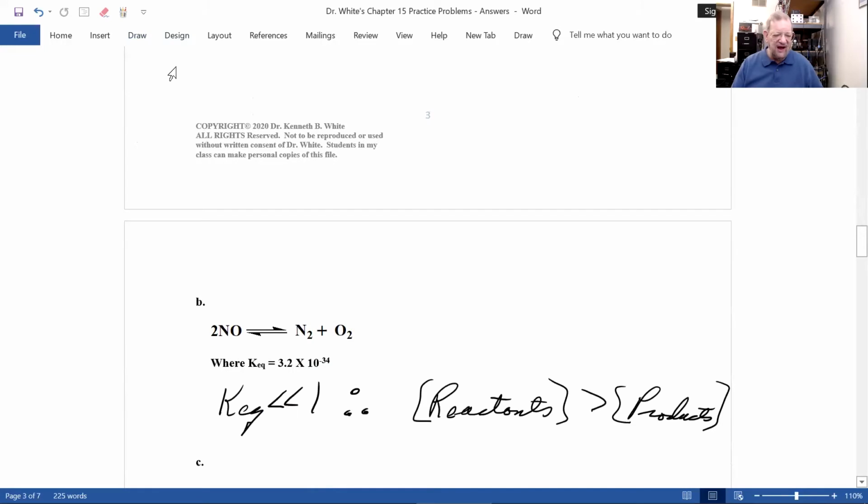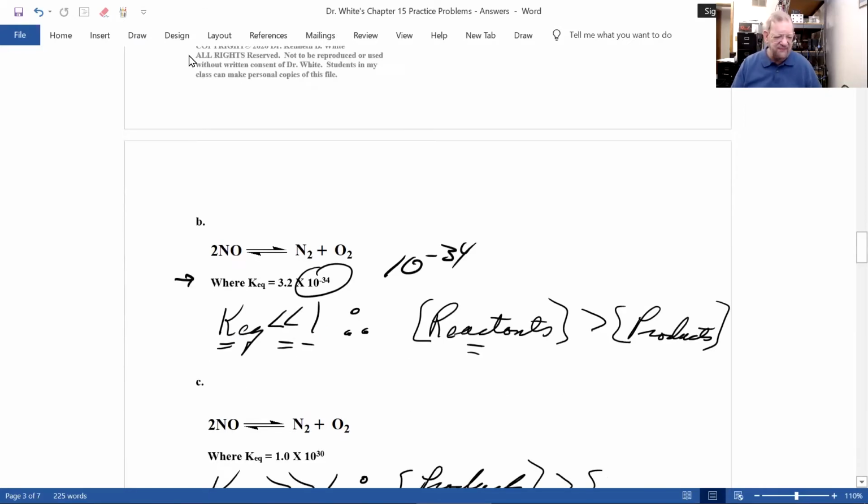Now, if we look at the next one, we have nitrous oxide going to nitrogen and oxygen. And notice this is the KEQ. This is 10 to the minus 34th. And that's a very small number. KEQ is much less than 1. Therefore, the reactants will be greater than the products.